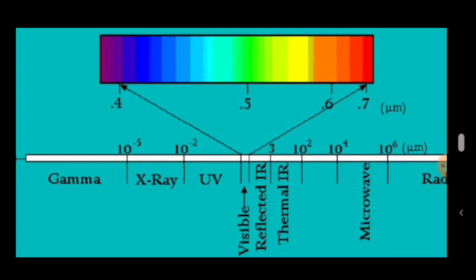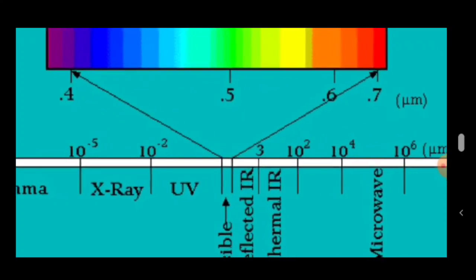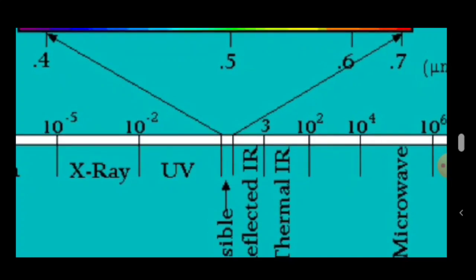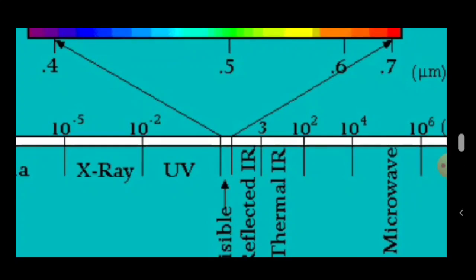This portion of the spectrum has the UV. This portion of the spectrum has the shortest wavelength when considering UV, visible, infrared, and microwave. We pay attention to these four parts of this electromagnetic spectrum.